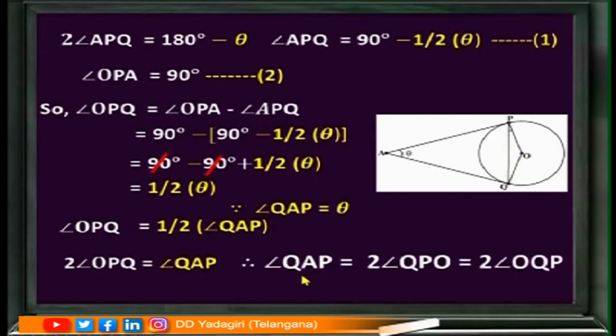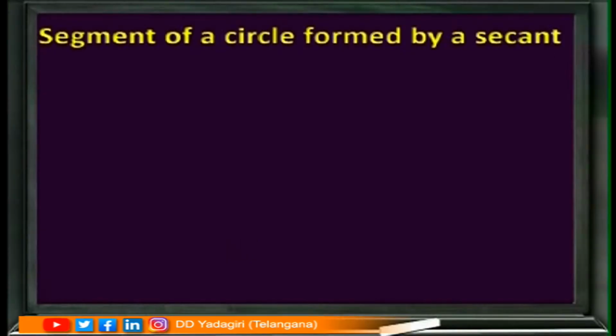Also I can write both are equal only, so I can write angle QAP is equal to 2 into QPO is equal to 2 into OQP. Next let us see segment of a circle formed by a secant. So for a circle and also a secant, by the secant, how many segments will be formed?